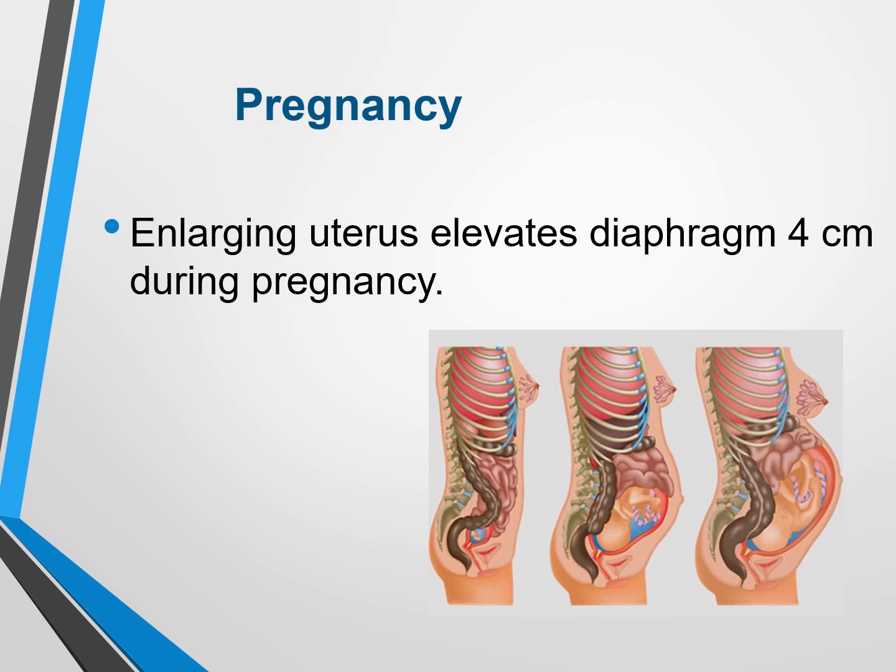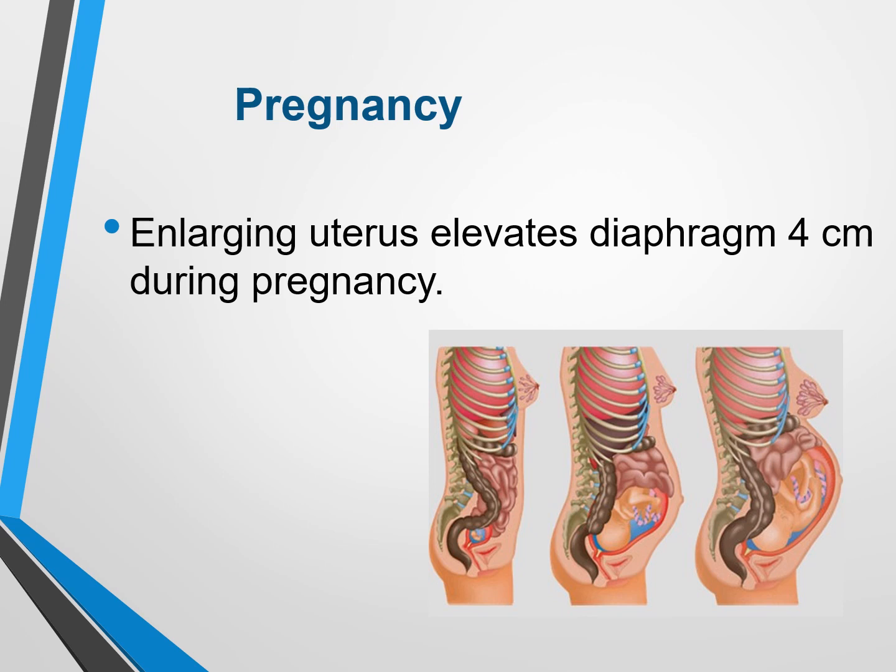The enlarging uterus elevates the diaphragm 4 centimeters during pregnancy, and this decreases the vertical diameter of the thoracic cage. But this decrease is compensated for by an increase in horizontal diameter. Increase in estrogen level relaxes the chest cage ligaments. Although the diaphragm is elevated, it is not fixed. It moves with breathing even during pregnancy, which results in an increase in tidal volume.